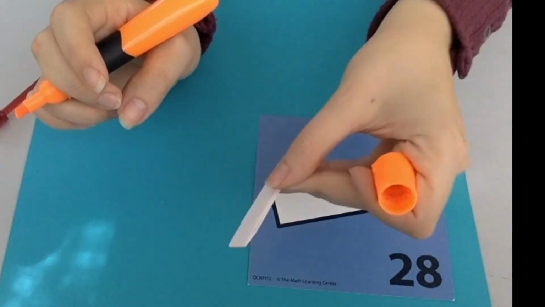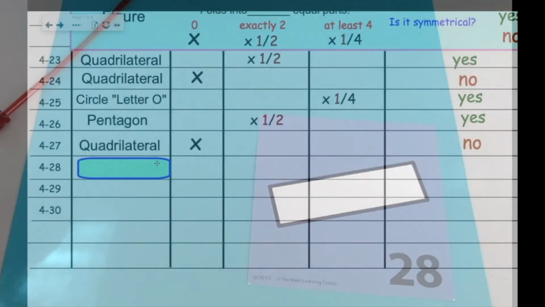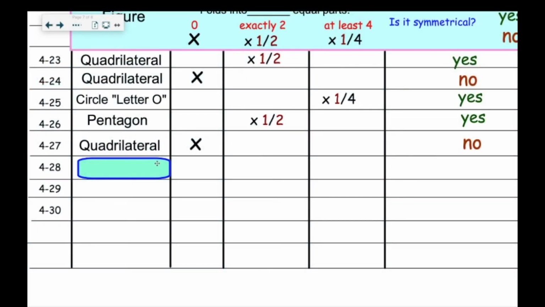So now let's work with our observation chart. Now that we've worked with our shape, we're going to go ahead and fill in our observation chart. Today we had another quadrilateral, except this quadrilateral could fold into 4 equal parts, and those equal parts were symmetrical. They were congruent, the same shape and the same size on all four pieces.